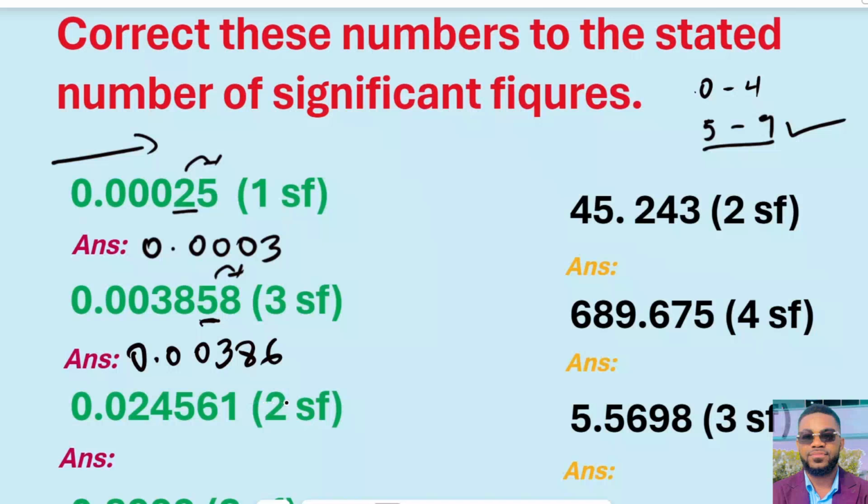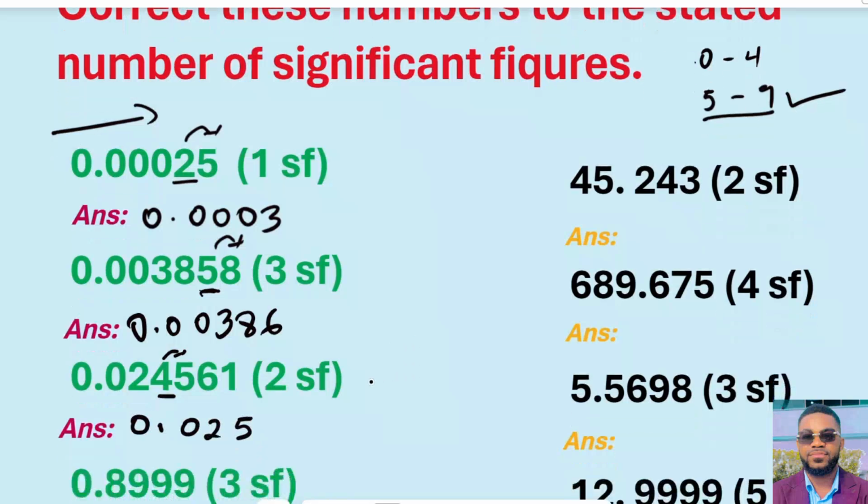Let's move on to the next one, to two significant figures. So this is the first significant figure, the second. So that's going to be here. We land here. The number behind is 5. Once again, it falls within the same range. We have to add 1 to the 4, so we're going to get 5 here. So our answer is going to be 0.025.